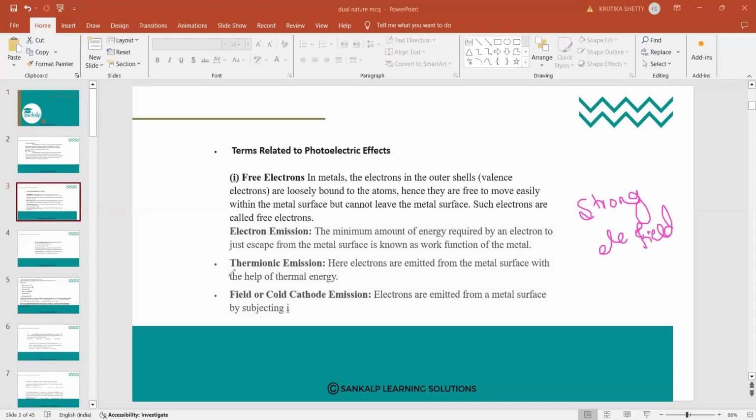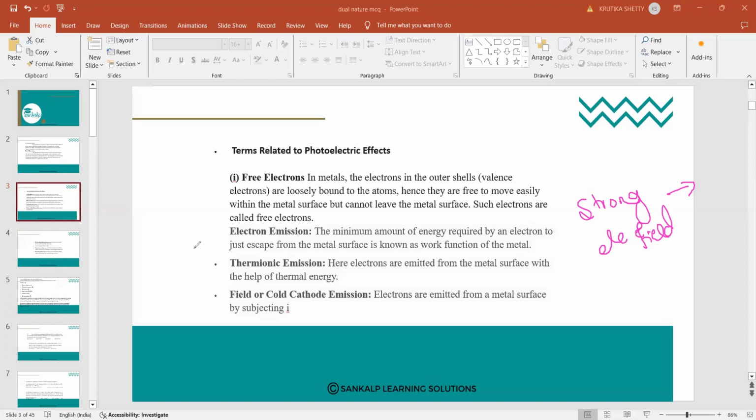Okay. So if you come to thermal or thermionic emission, it depends on the nature of the substance and also on the temperature. Field emission again depends on the nature of the substance, and it depends not on temperature but on the strength of the electric field. Okay, so we have discussed the definitions. Hope it is clear to you.